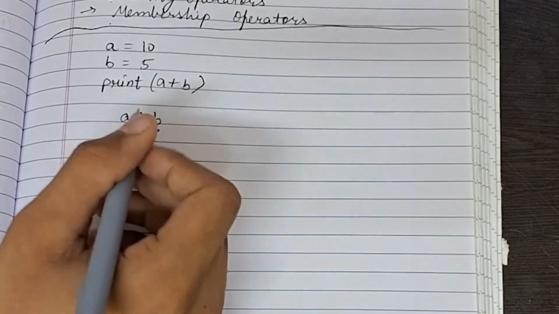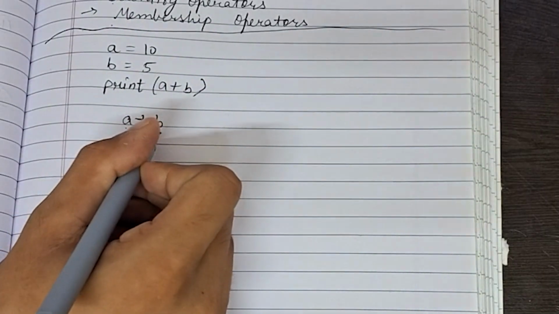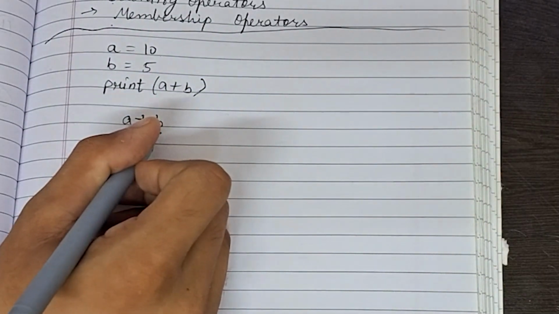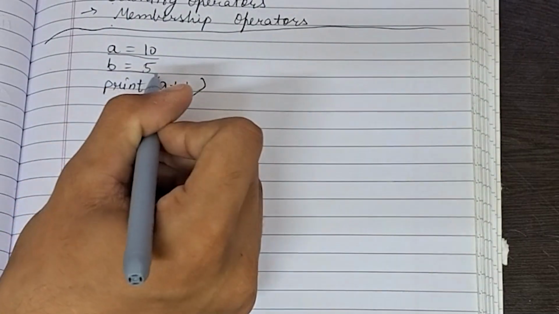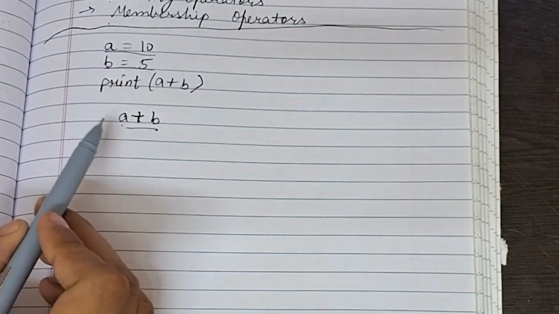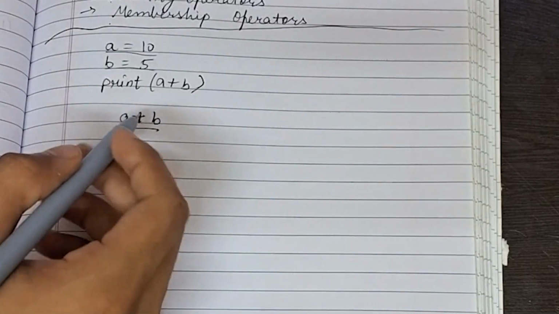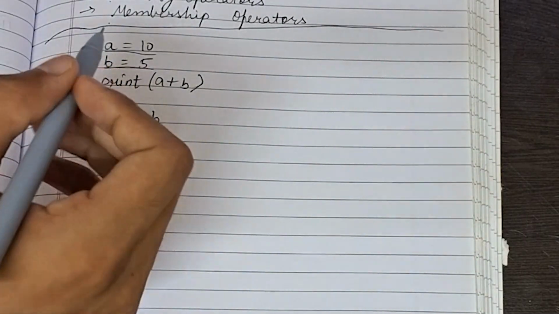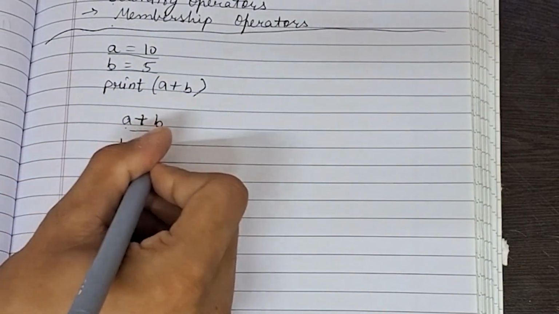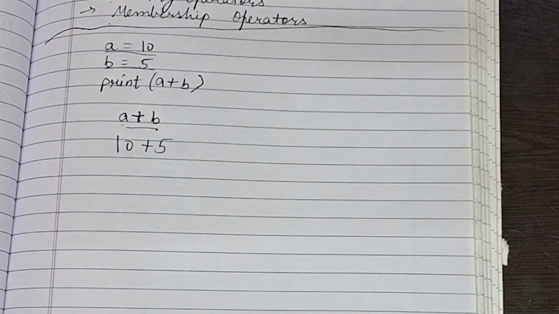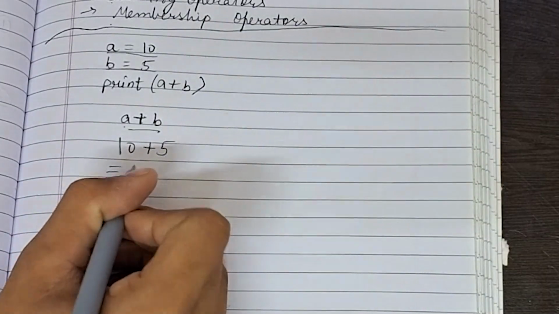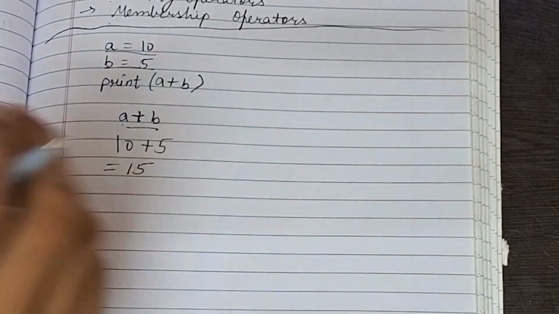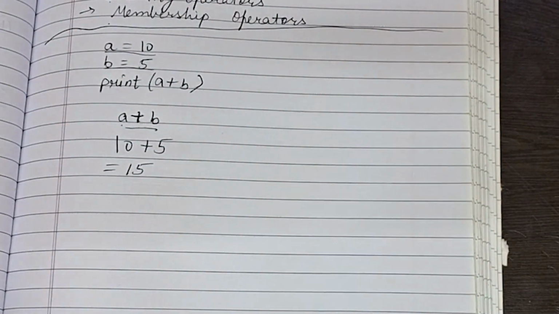A plus B means A and B are variables here and they are storing some values. What values are they storing? A is equal to 10, B is equal to 5. Okay, so A plus B means 10 plus 5. Okay, simply, its meaning is 10 plus 5. So what would be the result of this? Its result will be 15. Okay, 10 plus 5 is equal to 15.